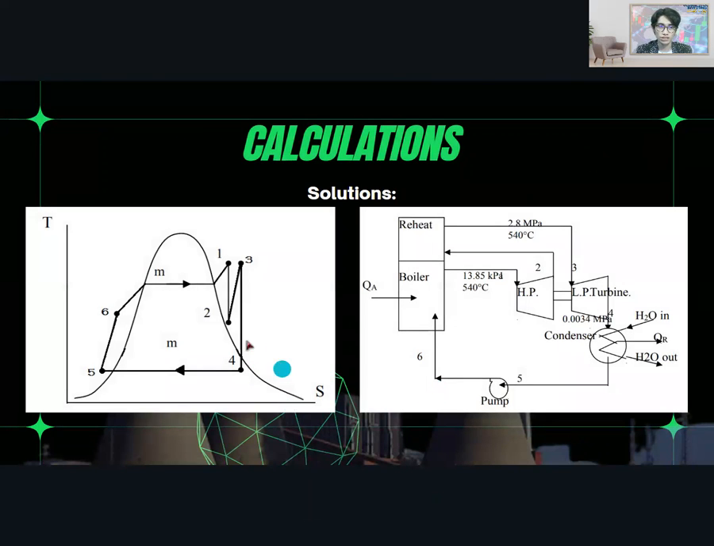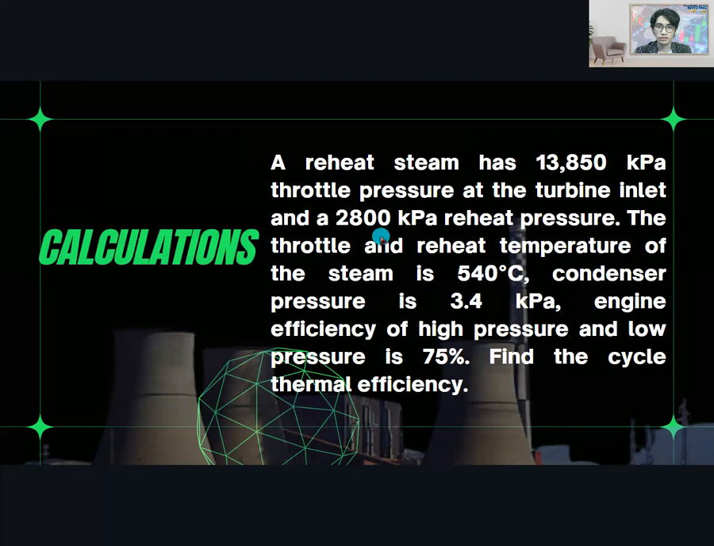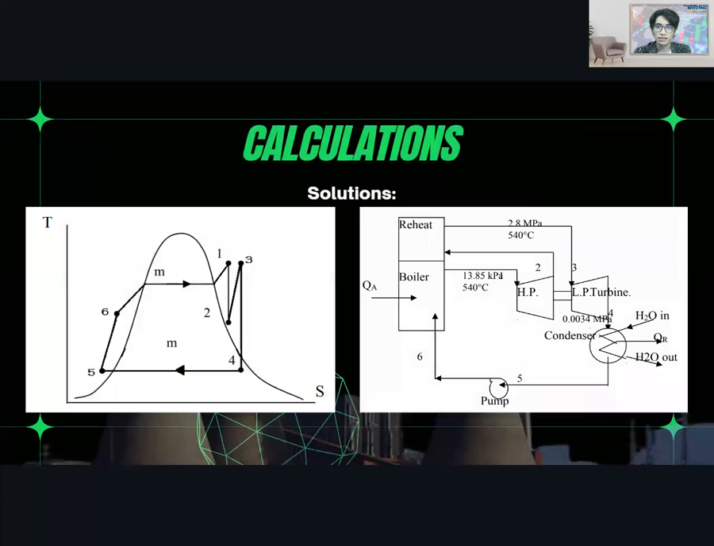So, our solution: first we need to draw the schematic diagram of the problem. From the boiler, reheater, and then pump. We have the reheat at 2.8 MPa at 540 degrees centigrade, which goes to the low pressure turbine.